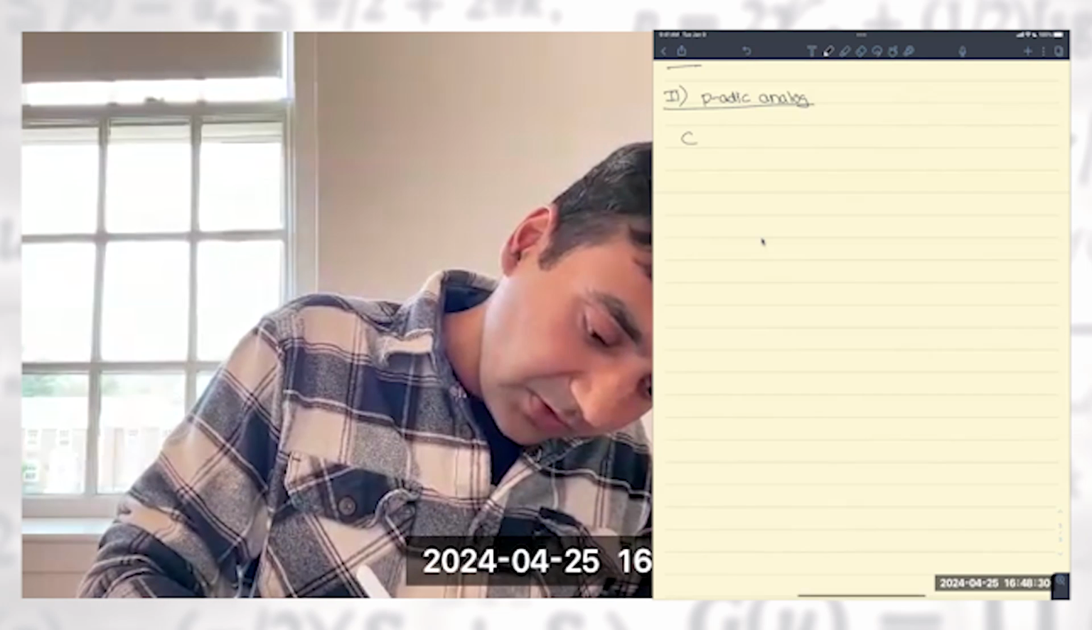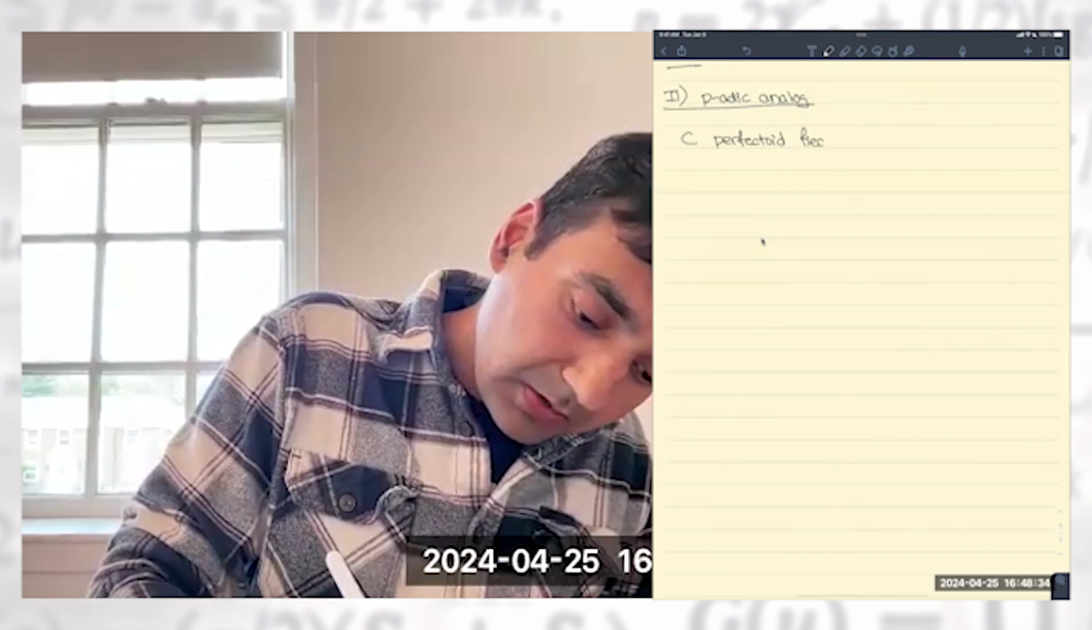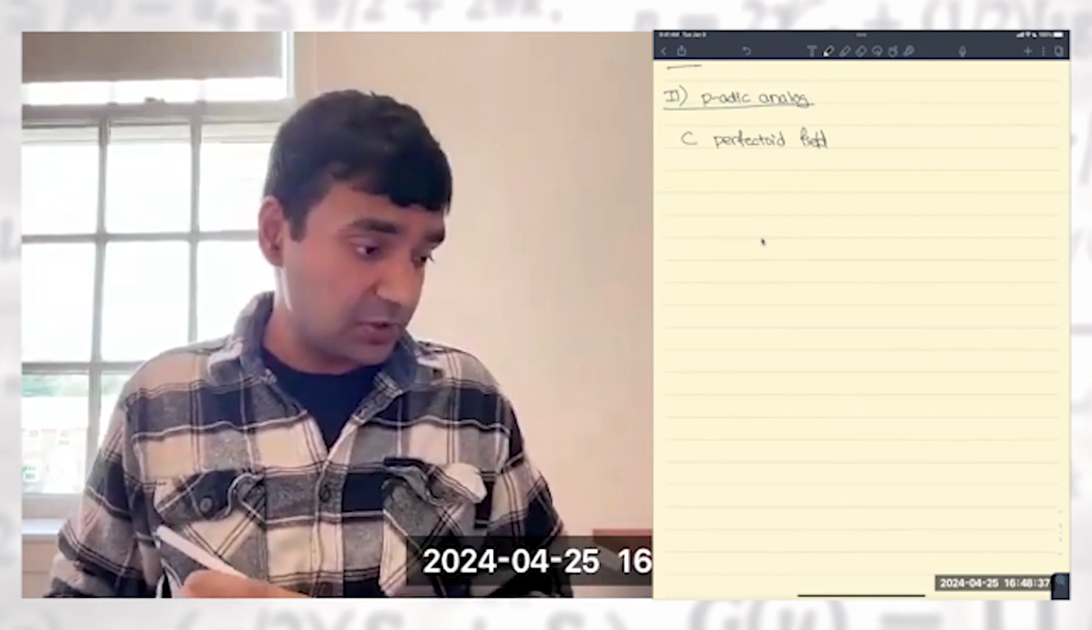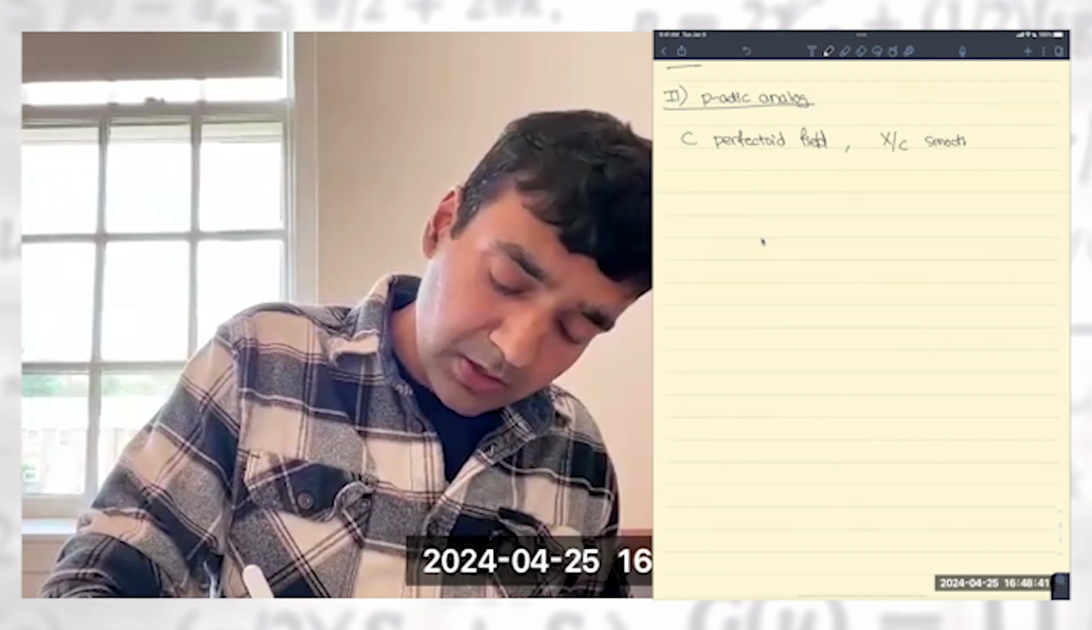So the setup is going to be the following. So C is a perfectoid field. You can just take it to be the p-adic complex numbers if you wish. And X over C is a smooth rigid variety.